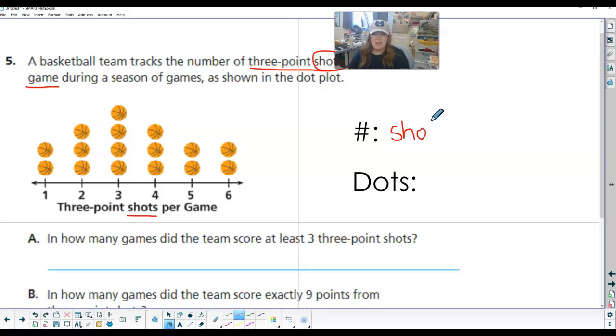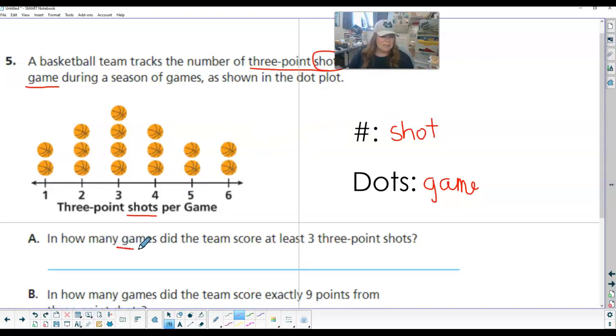So every time they made a shot, if they made 1, they'd be here. If they made 2, they'd be here. If they made 3, they'd be here. And then it's per game. So each of these basketballs is representing a game. So you really have to understand that to be able to answer these questions. So basketballs are games. When it asks how many shots did they make, we're looking at the numbers here.